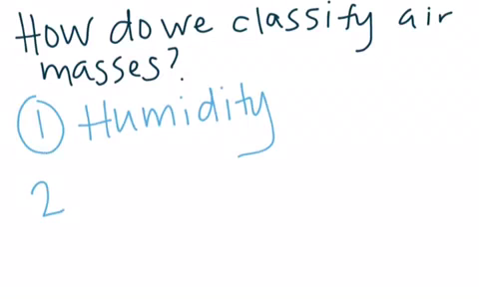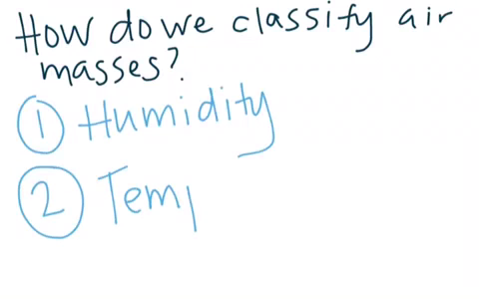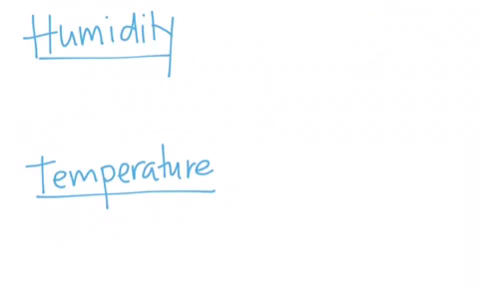The second way that we're going to classify air masses is the temperature. Is it warm? Is it cool? Is it very icy weather? So these are the two factors that we use to classify air masses. So here I've broken them out for you.